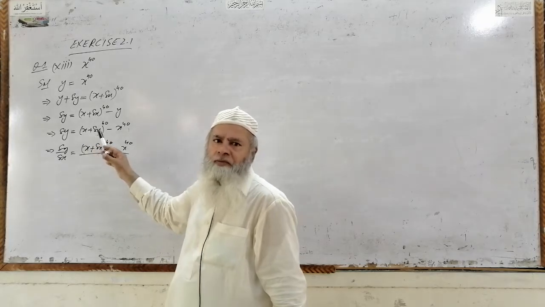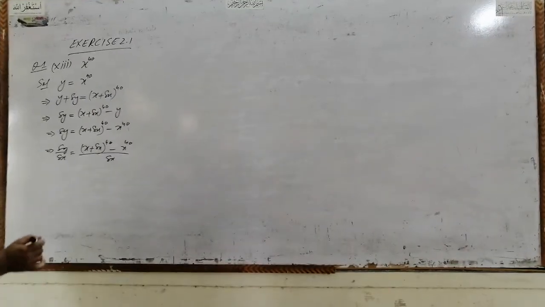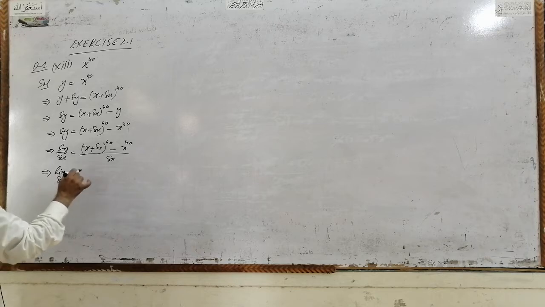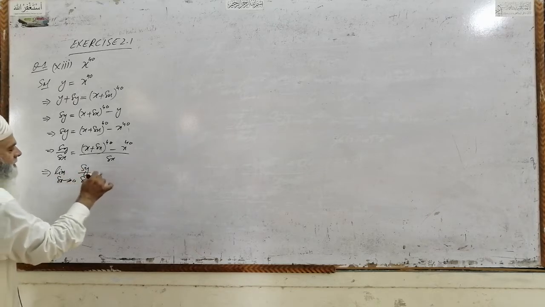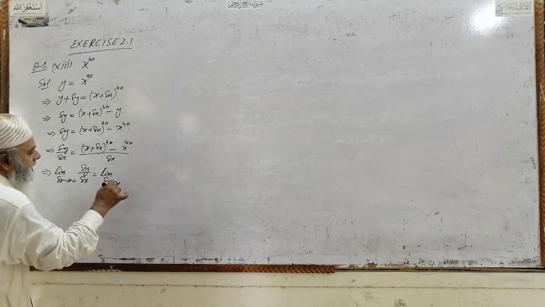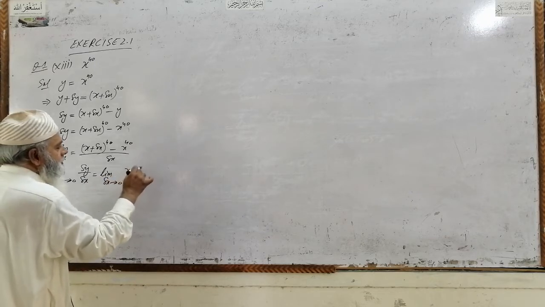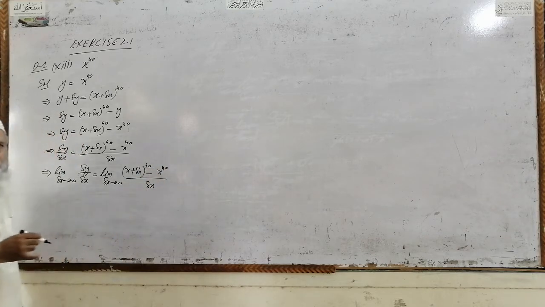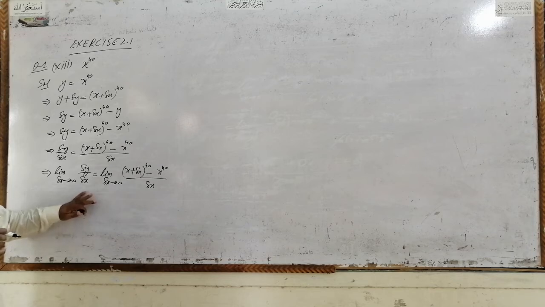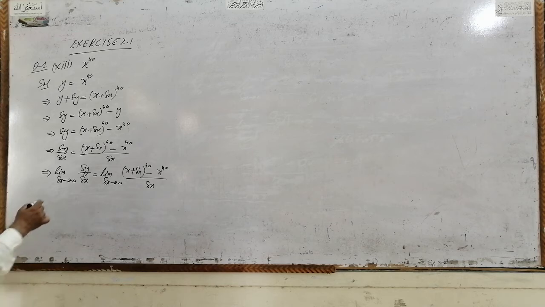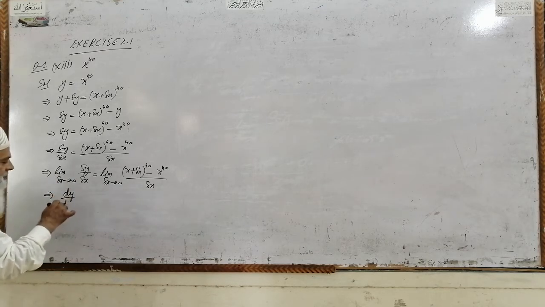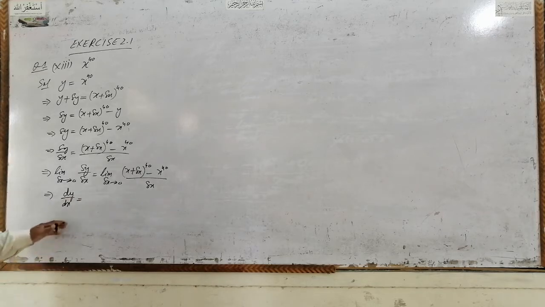What's the next step? We have to take the limit as delta x approaches 0 on both sides. Limit delta x approaches 0, delta y over delta x, equals limit delta x approaches 0, x plus delta x raised to the power 40 minus x raised to the power 40 over delta x. After dividing both sides by delta x, we have to take the limit delta x approaches 0. Now, on the left hand side, the expression limit delta x approaches 0, delta y over delta x will become dy by dx, which is the derivative of y with respect to x.